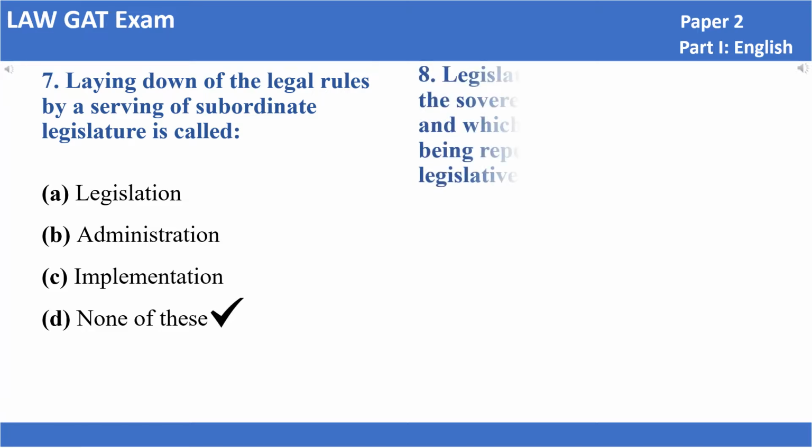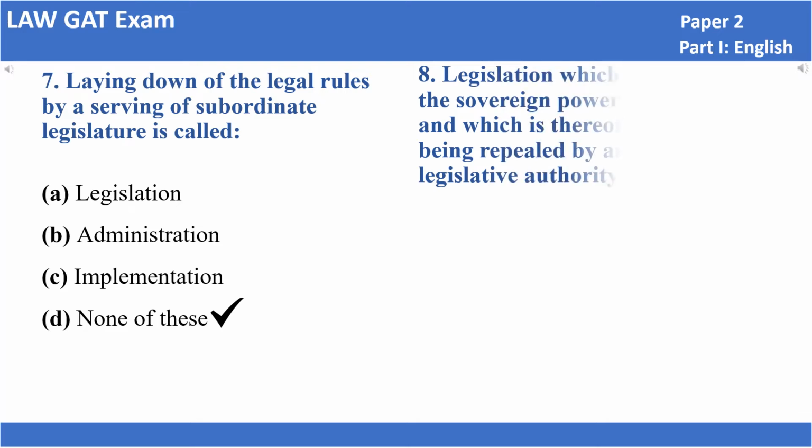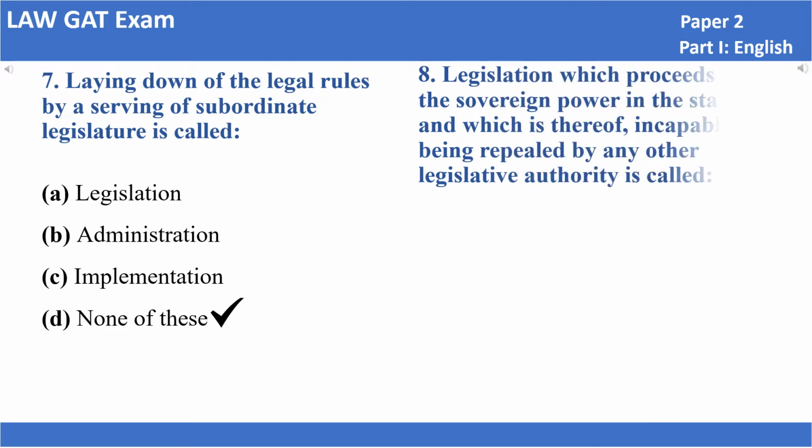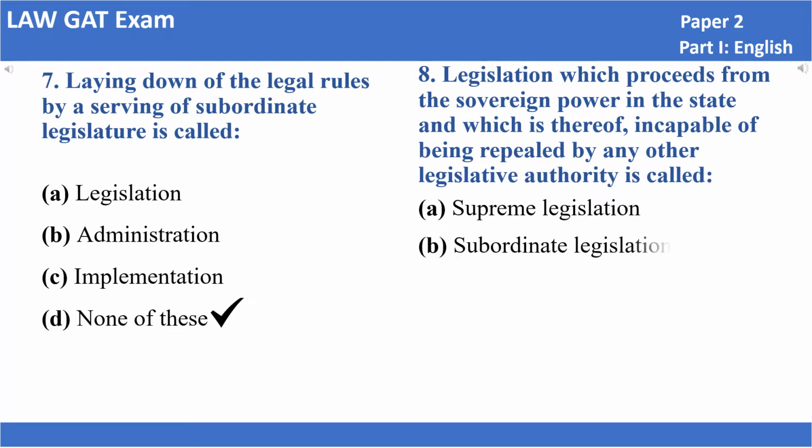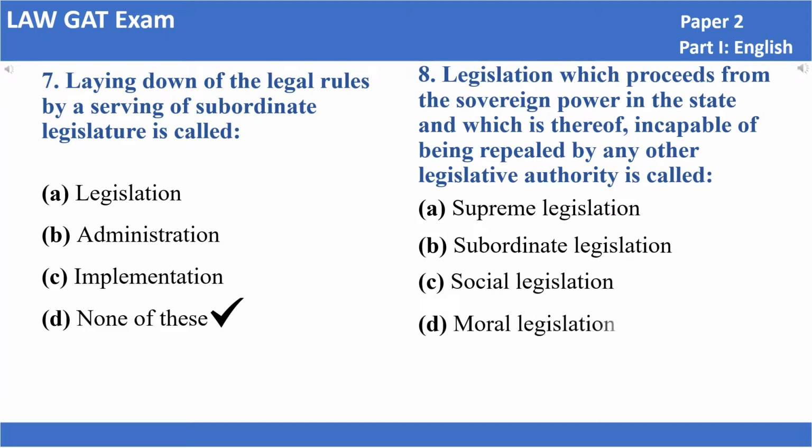Legislation which proceeds from the sovereign power in the state and which is therefore incapable of being repealed by any other legislative authority is called, is it option A, supreme legislation, option B, subordinate legislation, option C, social legislation, or option D, moral legislation? The correct answer is option A, supreme legislation.